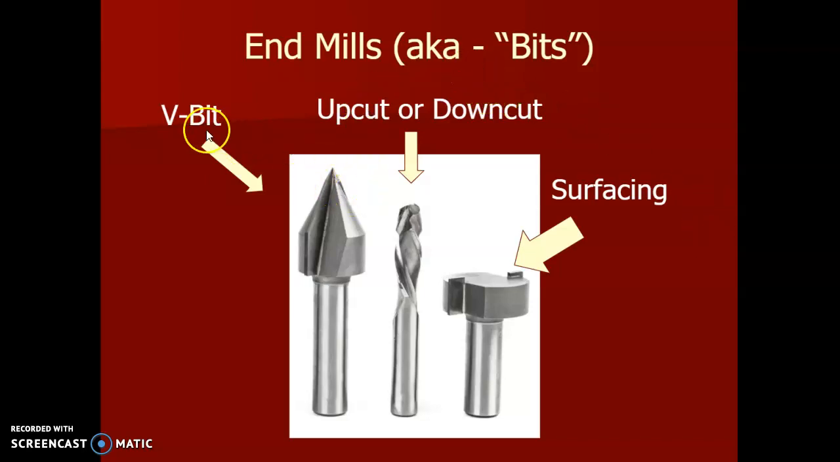There's a couple more here. Here's a V-bit, and it gets its name from the V shape that it makes. It's an upside down V at the end. Bits can be an upcut or a downcut, and that depends on which way these flutes, as they're called, are oriented. And then we have what's called a surfacing bit, or end mill. If we flipped it around, we could actually mill or machine a big flat area, by spinning this around and moving it around on our surface to make a surface flat.